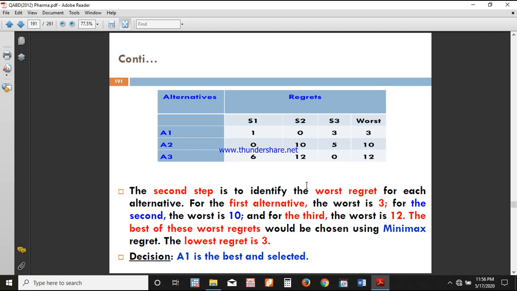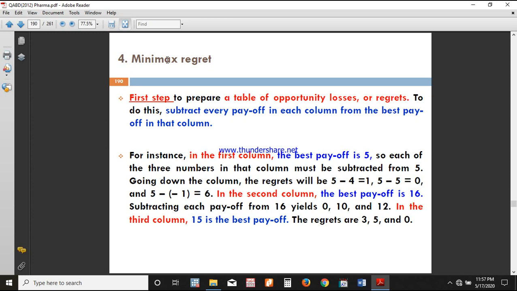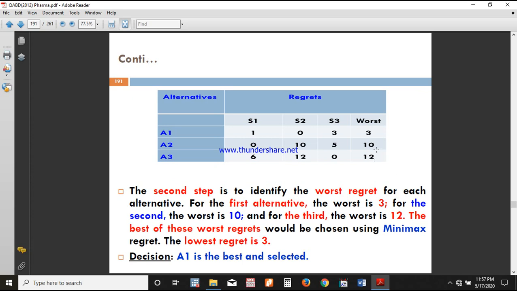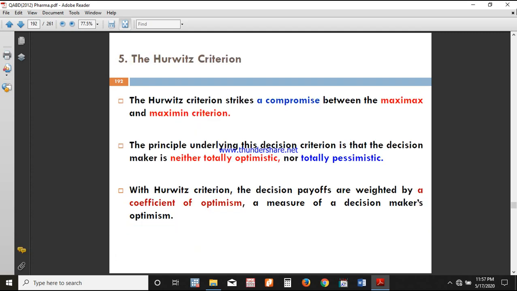In the second step, you identify the worst value. The worst value clearly is the smallest value, that means applying the minimax. From the maximum values, you choose the minimum value. These are the highest values in each row, but the lowest is 3. Therefore, our decision as a manager of an enterprise is A1, which is the best and selected.